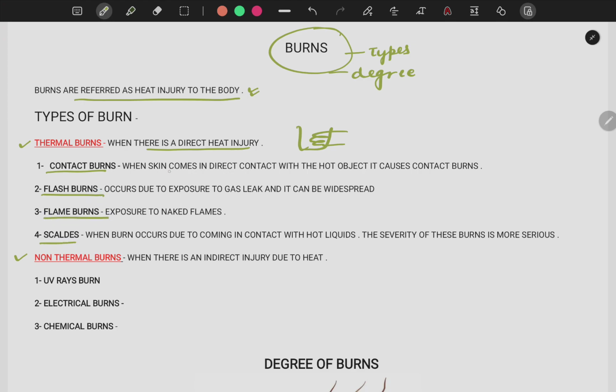What are contact burns? When your skin comes in direct contact with a hot object. The name itself is telling you that a contact burn is when there is direct contact of the skin with a hot object.